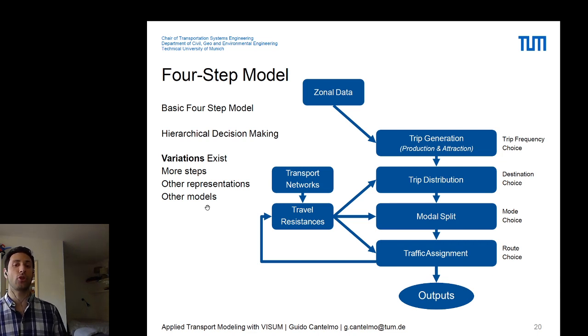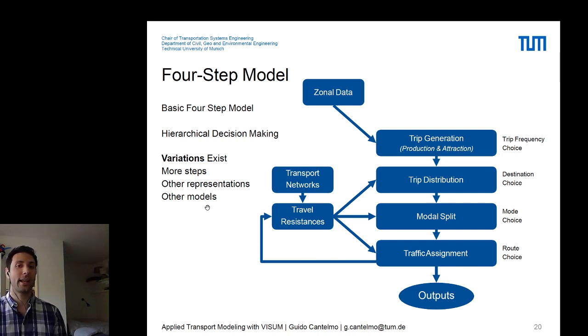Then we have the distribution. The distribution is basically where people are going and where people are coming from. So if we understand that, for instance, there are a few thousand people that are moving from Marienplatz, we still need to understand where these people are going. And if we see that there are a few thousand people going to Marienplatz, we have to understand where these people are coming from. And this is basically the trip distribution.